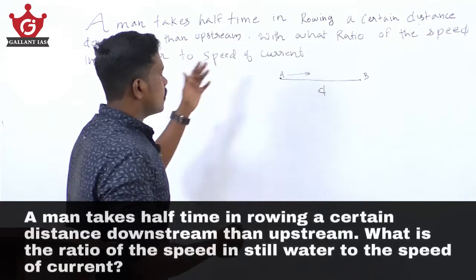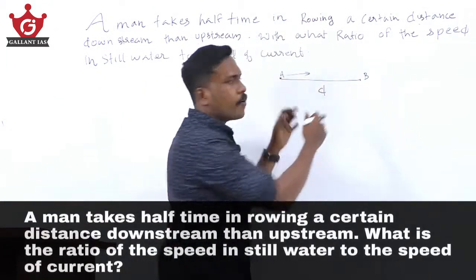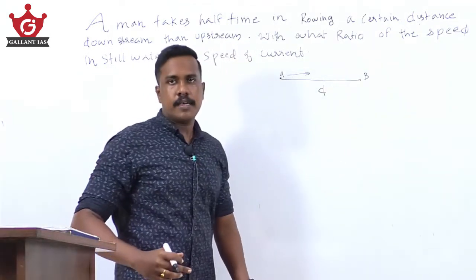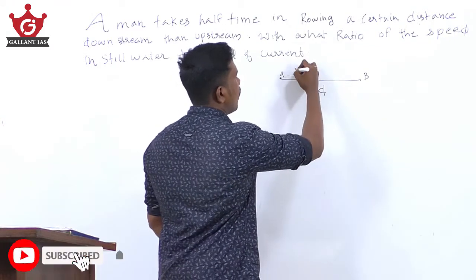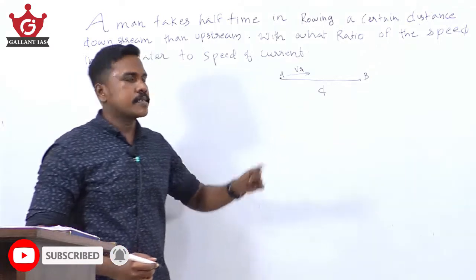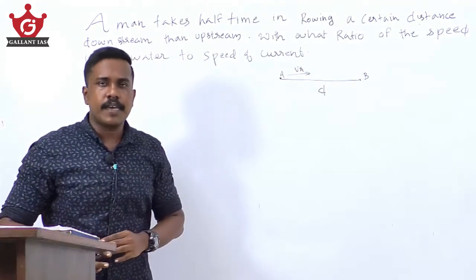Okay, so here let these be the two endpoints of a stream. The stream starts from point A to point B. So let the speed of the stream be VR. That means the stream is flowing from A to B, and let the speed of that stream be VR.